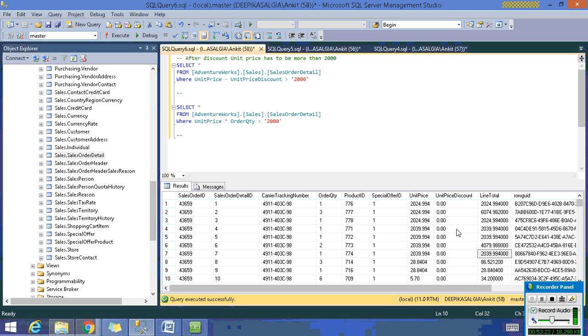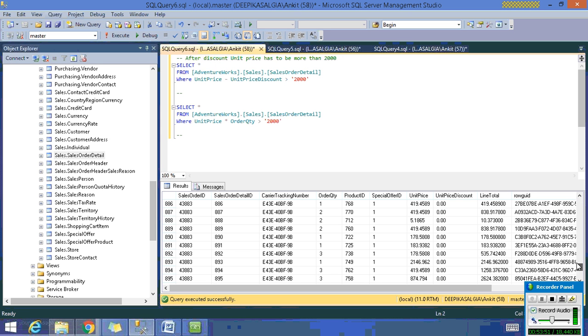Okay. So I want you to show all the lines where line total is greater than 2000. But I only want to see those rows if the discount has been applied. How do you do that? So if this line is greater than 2000, but does it have a discount? No. I don't want to see this one. Is this line greater than 2000? Yes, it is. But does it have a discount? No. I don't want to see it.